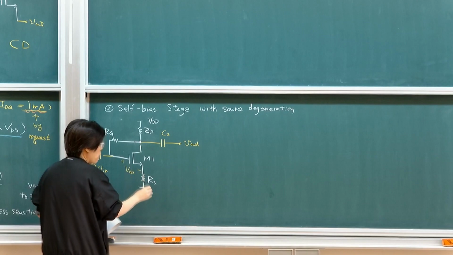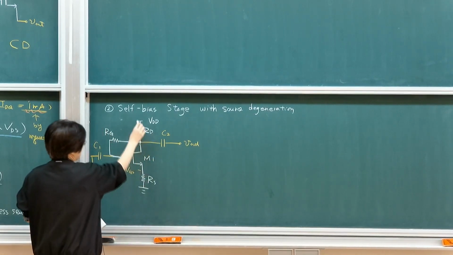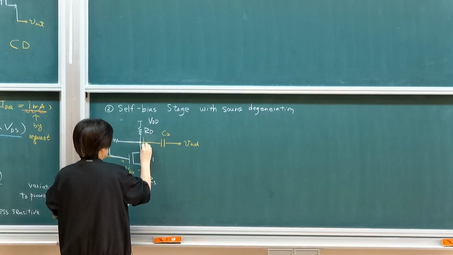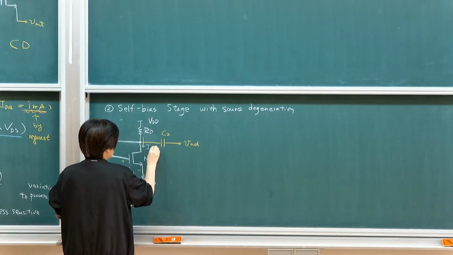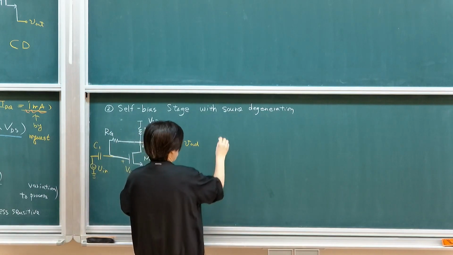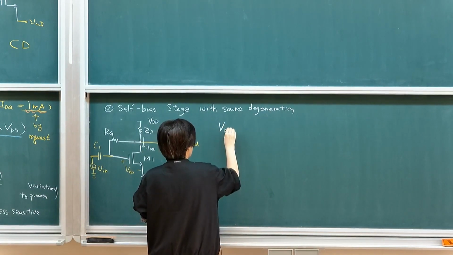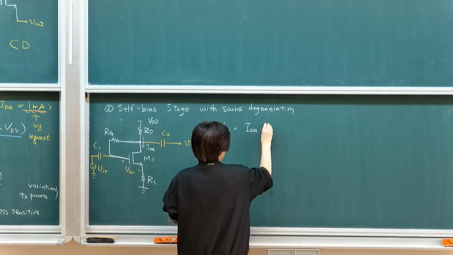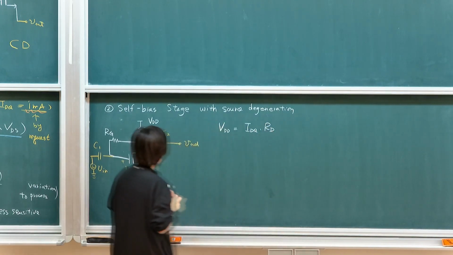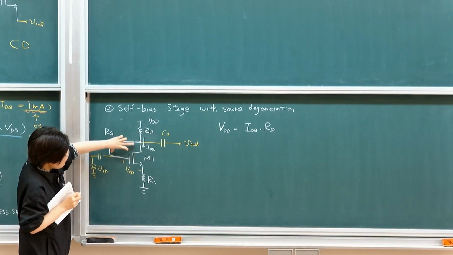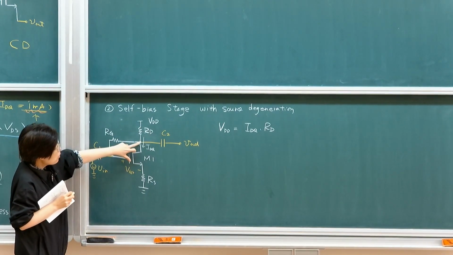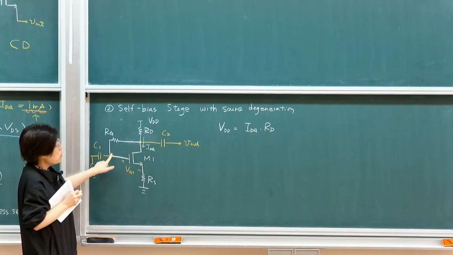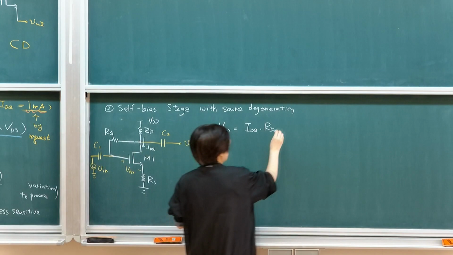So you write down the equation regarding this whole loop, starting from here. We're assuming that there's a biasing current, IDQ. This is the target we want to reach. So VDD equals IDQ times RD, which is the voltage drop across here. This is to make sure that there's no current flow. Therefore, this voltage equals this voltage, so the drain voltage equals the gate voltage. Let me write it down.